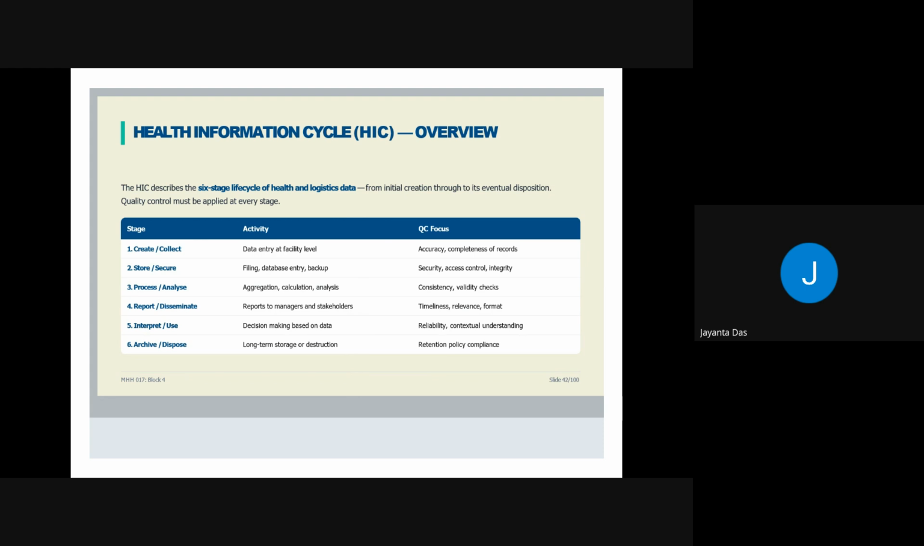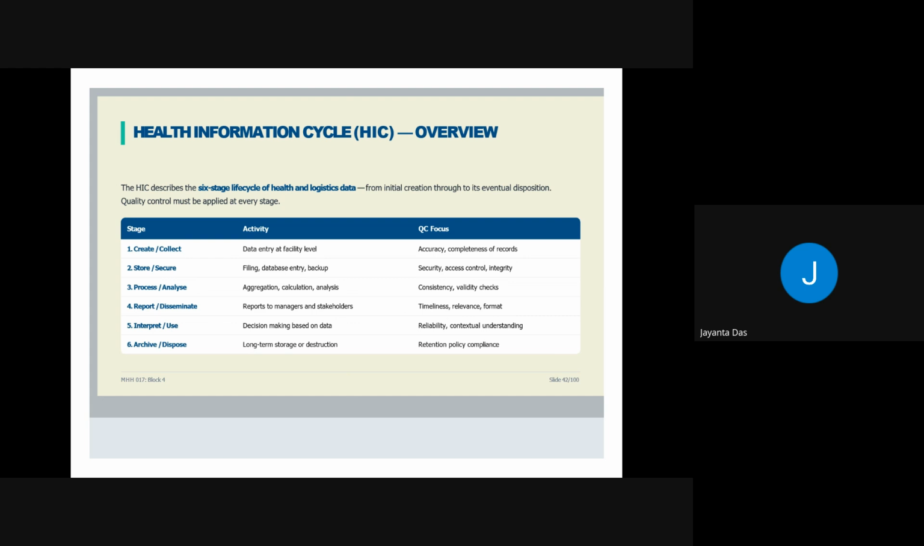Health information cycle. First is create and collect, that is, data we need to create and capture. Second is store and secure. Whatsoever data we are collecting, we need to store and see to it that it is secured. That is filing, database entry, backups. Particularly the backup is very, very important. Third is process and analysis, where we are collating and analyzing these reports. Fourth is report and disseminate.